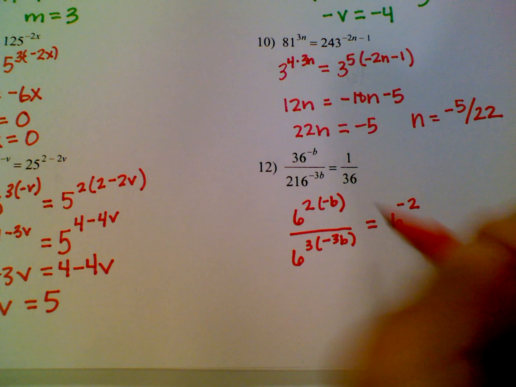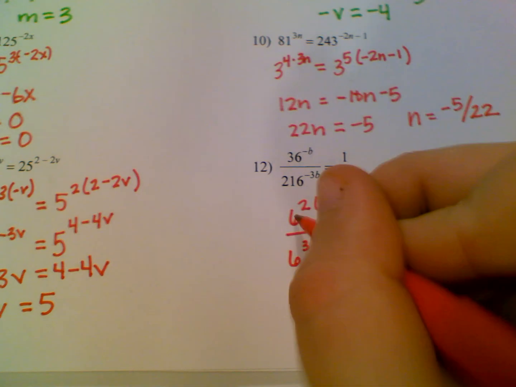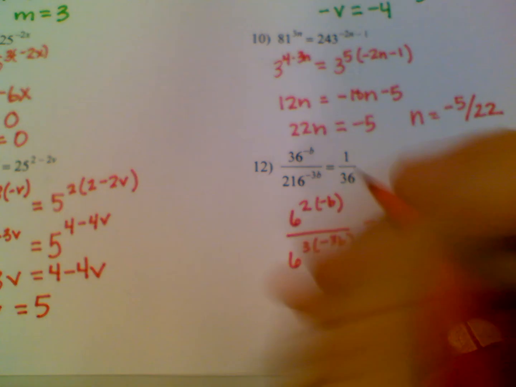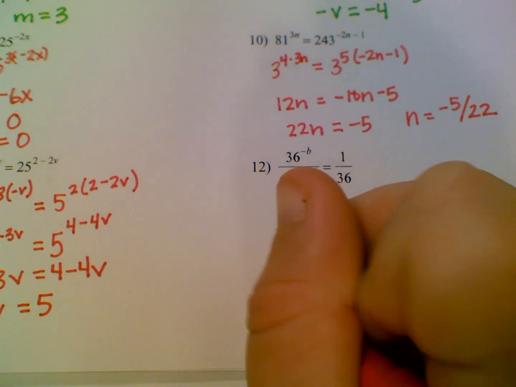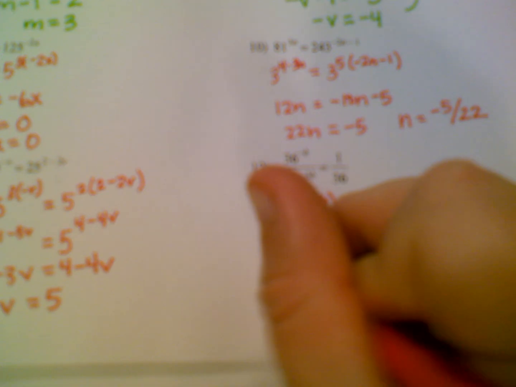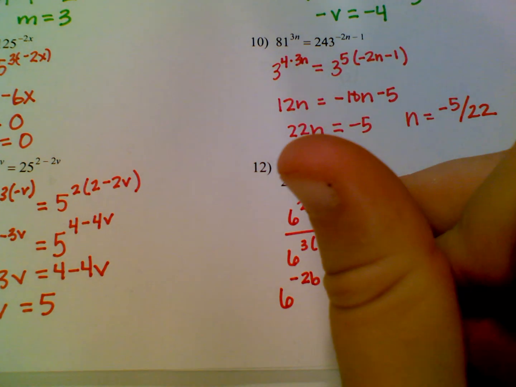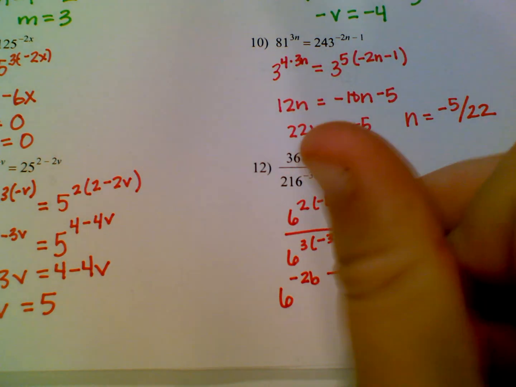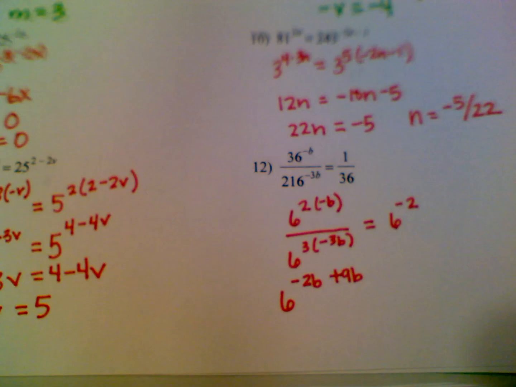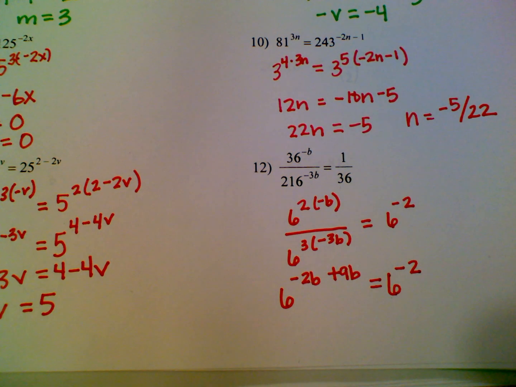All right, now that I have them all base 6, I'm going to go ahead and combine the fraction together. Because they're both base 6, you can subtract their exponents. So this will be 6 to the power of, and I'm just going to write it out. This is negative 2b, and this would be a negative 9b, but we're subtracting them, so that is actually going to change to a plus 9b. 6 to the negative second.